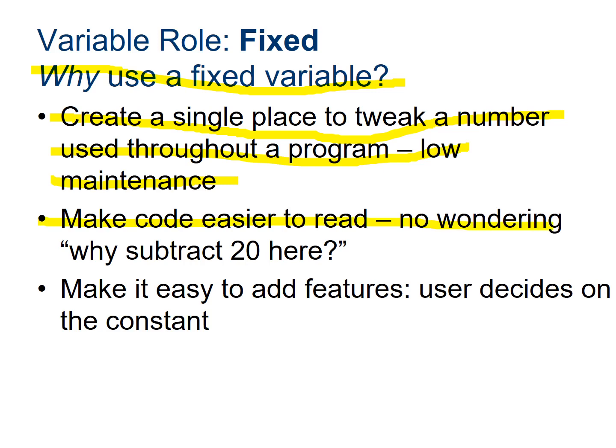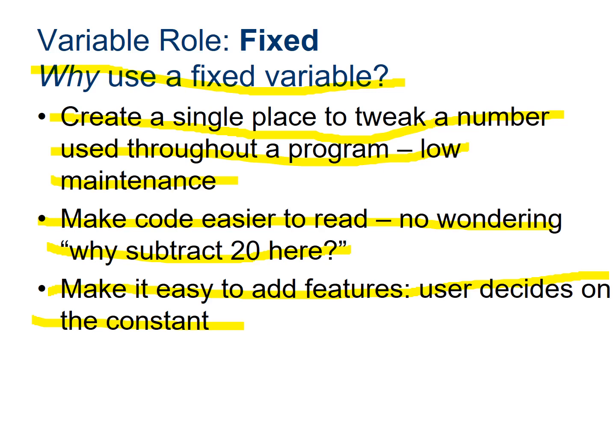Why is it that number, why are we subtracting by that same value all the time? Why are we multiplying by that number 3.14 over and over again? Let's say pi is our constant, 3.14. It also makes it easy to add features, so the user decides on the constant. So let's say, for example, initially I write the program and pi is my fixed variable. Initially I set it to 3.14.